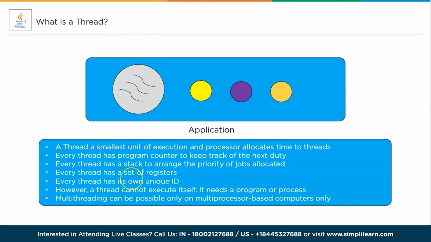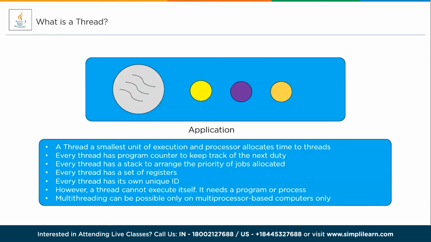And after that, every thread has a stack to arrange the priority of jobs allocated. Every thread has a set of registers, and every thread has its own unique ID. However, a thread cannot execute itself. It needs a program or a process. You cannot start a thread unless you give a request or any kind of operation to the application. And finally, multi-threading is only possible on a multi-core processor.